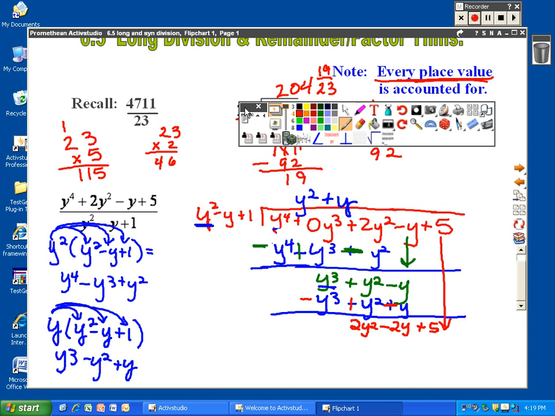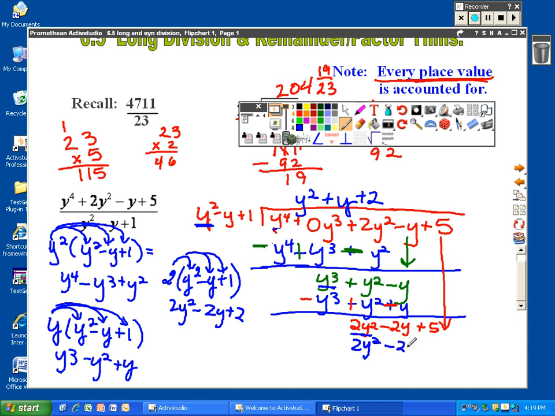Then again, I go back to my y squared, goes into my 2y squared. How many times? Positive 2 times. So I come over here and I take 2 times my whole divisor, y squared minus y plus 1. And I get 2y squared minus 2y plus 2. And I write 2y squared minus 2y plus 2. And then I must subtract every one.